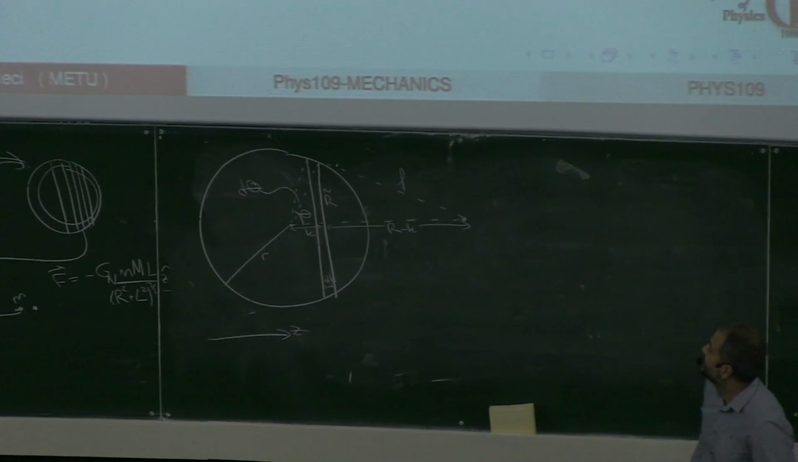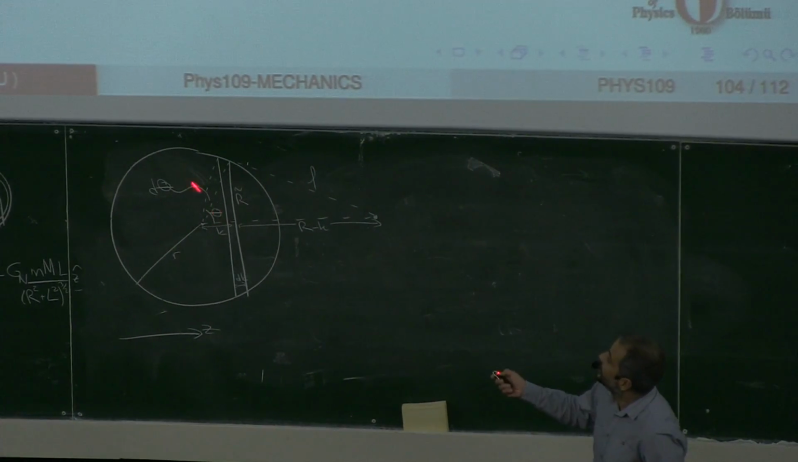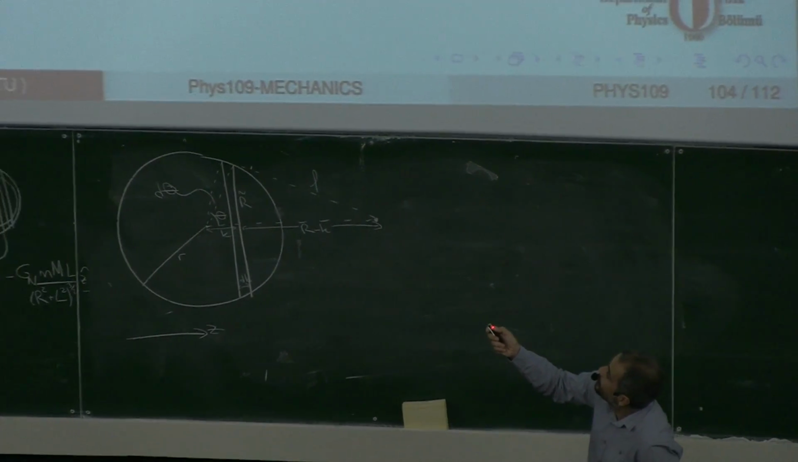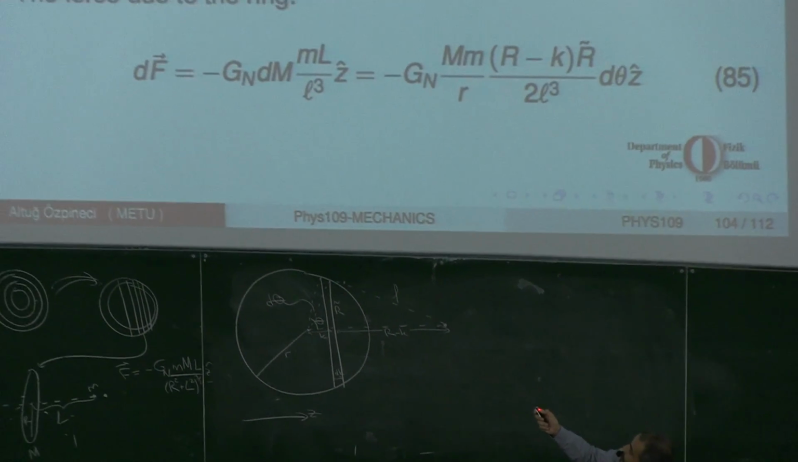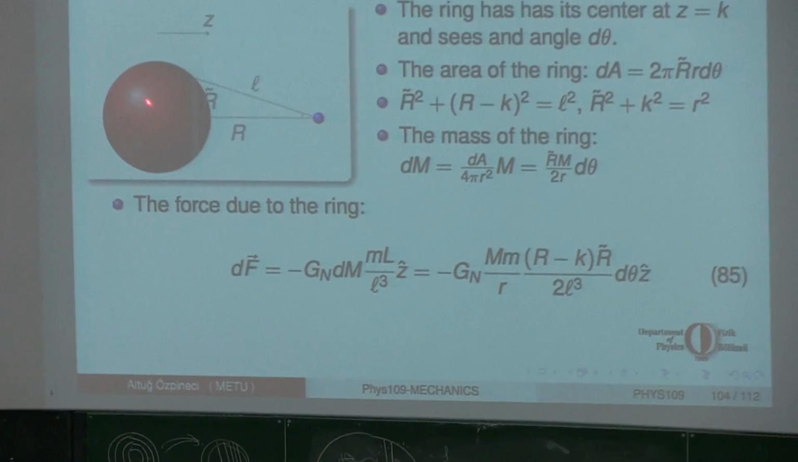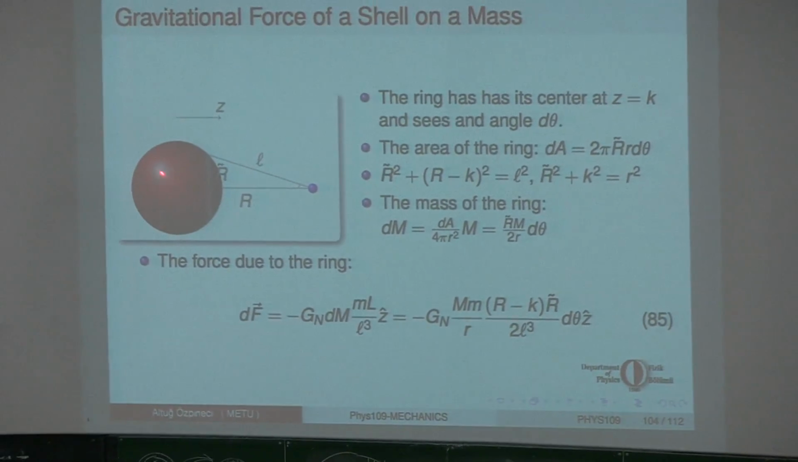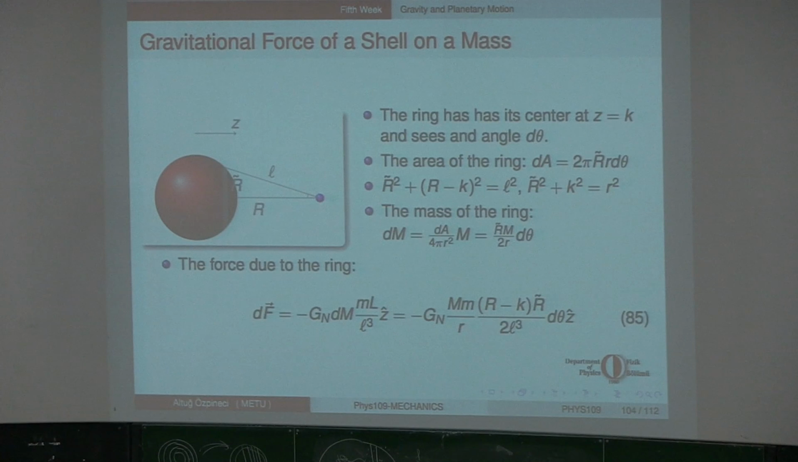Now there is also the angle theta. Angle theta is the angle between the line connecting the center to the edge of the ring and the line connecting the center of my sphere to my point mass. That is how I define the angle theta in this case. Now we already had derived the expression for the force created by the ring. So if we have a ring of mass m, then we know that this is the force that it creates.